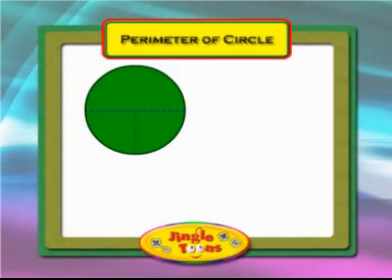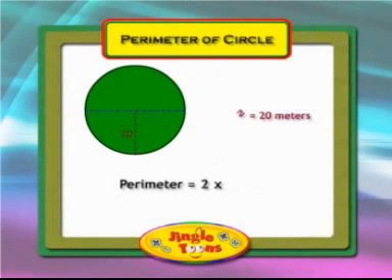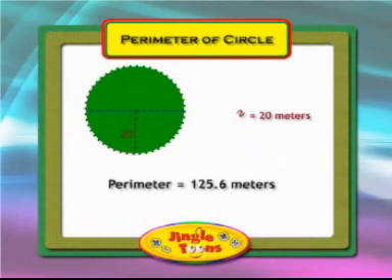And if we had to use the radius, it will be 20 meters. And the formula to find the perimeter of a circle using the radius is perimeter is equal to 2 multiplied by pi multiplied by R. Thus, perimeter is equal to 2 multiplied by 3.14 multiplied by 20. And thus, perimeter is equal to 125.6 meters. This is the length of rope you need for the boundary line.